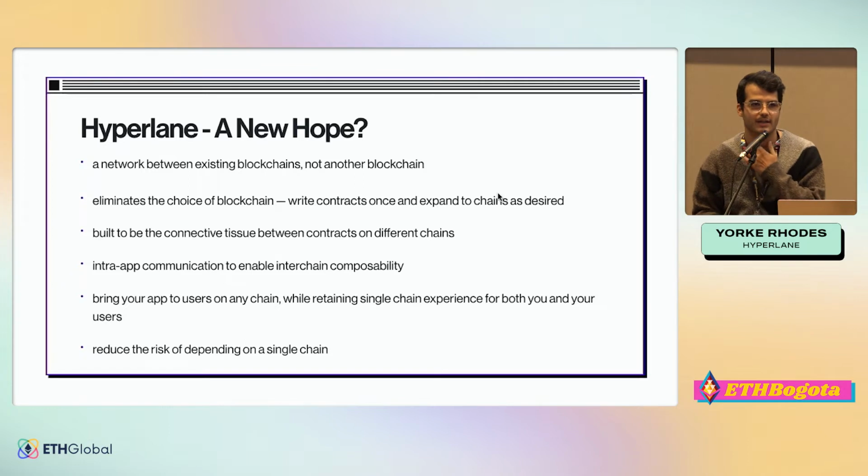So today we're only on EVM chains, and so you still get this nice property of only having to write your application logic once and deploying it everywhere in a symmetric interface. And it's built to be this connective tissue that allows smart contracts to communicate between different chains.